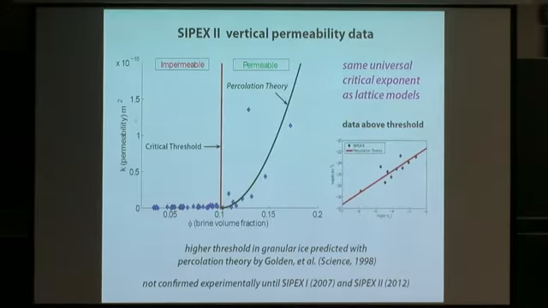We finally co-located our permeability measurements with our crystallographic measurements. We got a hint of all this in 2007, but we had to go back in 2012 to really nail it down. We have the same universal critical exponent that describes the takeoff above the threshold, which is the way percolation theory should work, and the same constant in front. It's just that the threshold is different: 10% versus 5%.